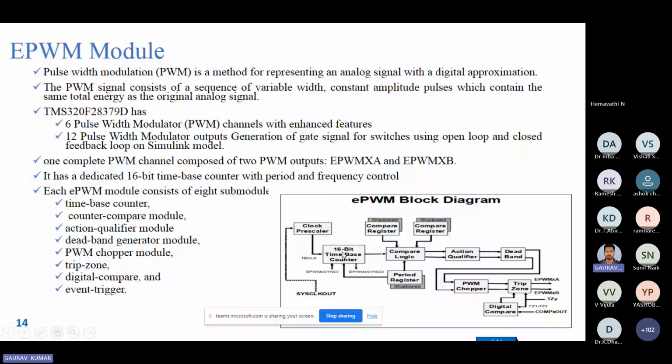Then the next module is the 16-bit time-base counter module. Actually, its main work is to count.